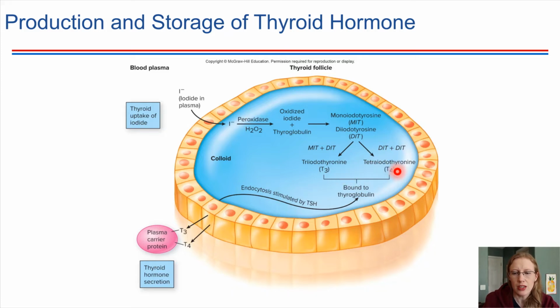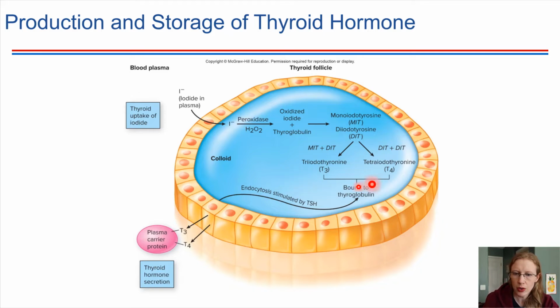So T3 and T4, those are hanging out in the colloid space, and they're kept there kind of in reserve. We have a reserve supply so that if your dietary iodine dips low for a while, we still have some reserves of these hormones available.